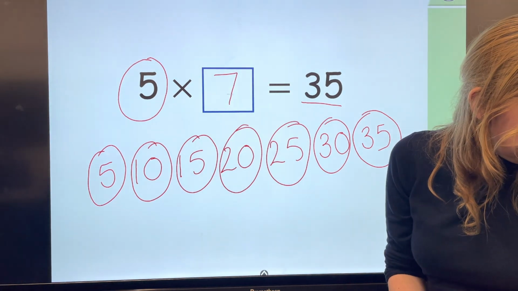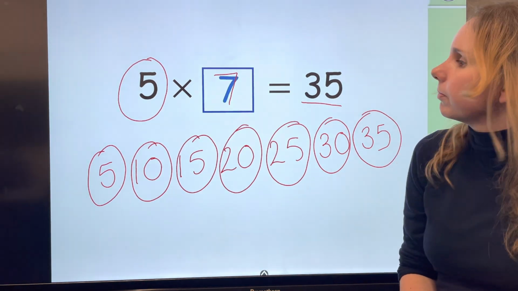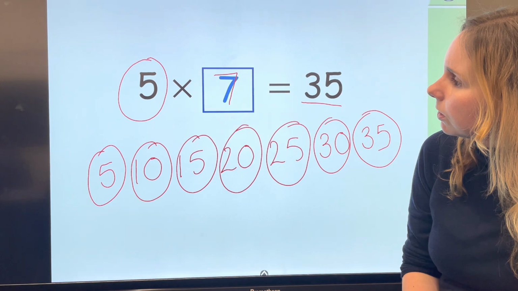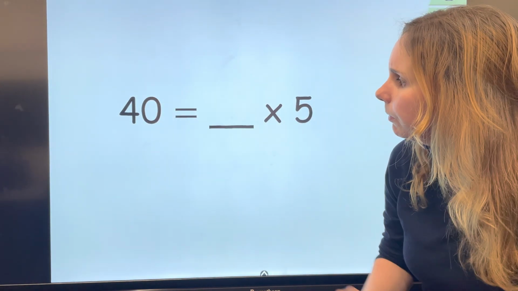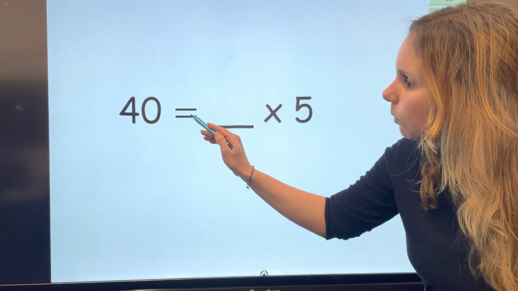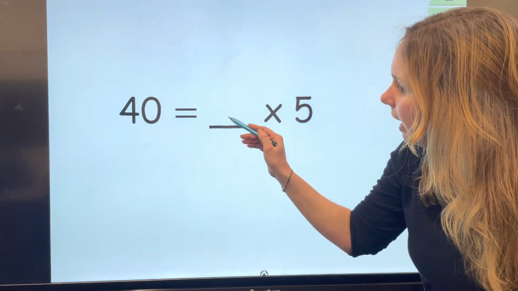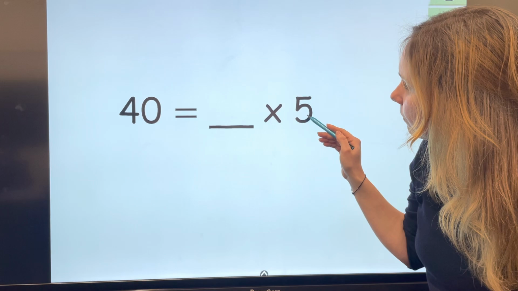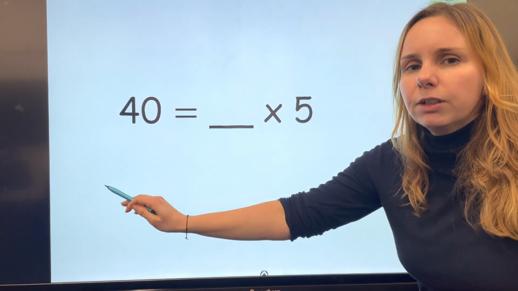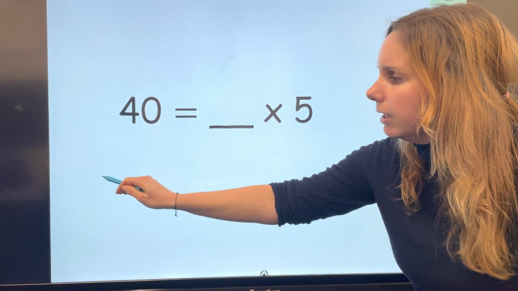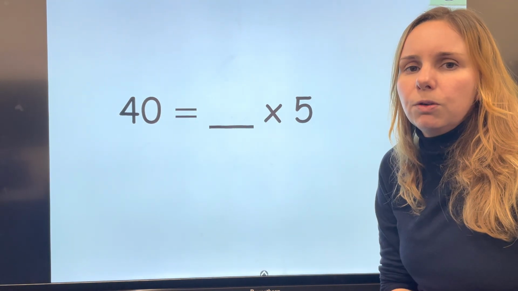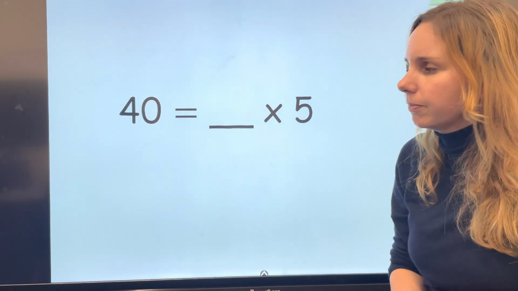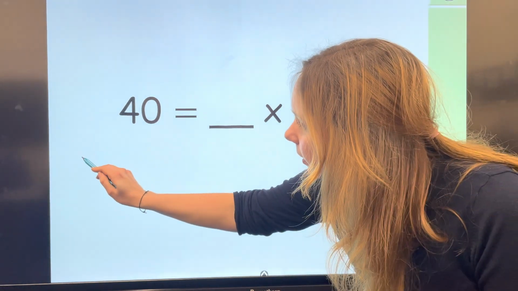Have a look. Have a go at home before you see how I work it out. 40 equals, so I know the answer is 40, and I've timed something by 5. So have a go at what I just did. Write down in 5s, counting in 5s, your number pattern, and stop when you get to 40. Have a go. Let's see what that would look like.